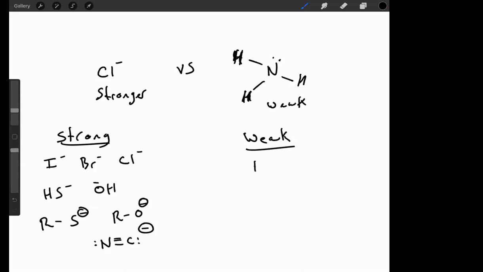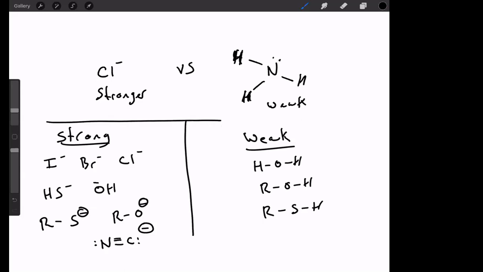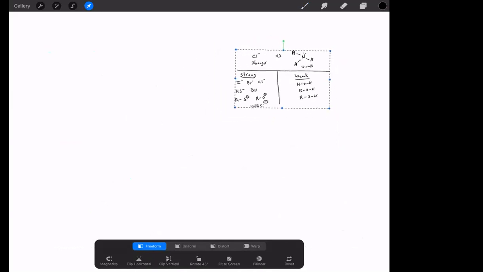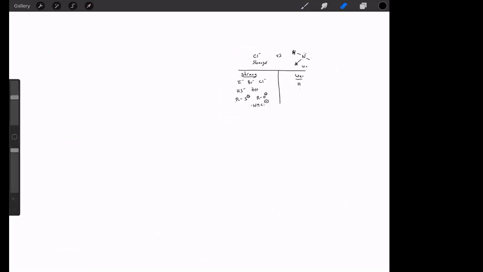Weak nucleophiles are generally things that are neutral, like water, alcohols, and thiols. They're definitely weak nucleophiles. So your job right now is to be able to classify things as strong or weak nucleophiles. Okay. Questions about that? All right.